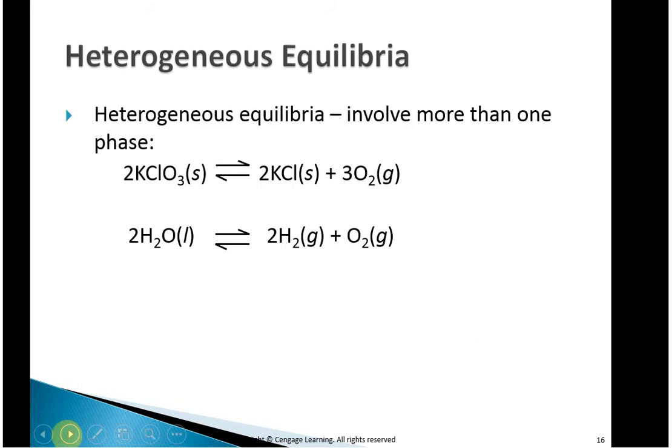Heterogeneous equilibria are when you have something like a liquid or a solid that is not going to be included in the equilibrium expression. So you're only going to deal with the gases or the aqueous components. So go ahead and hit pause here and write your equilibrium expression for both of these, please.